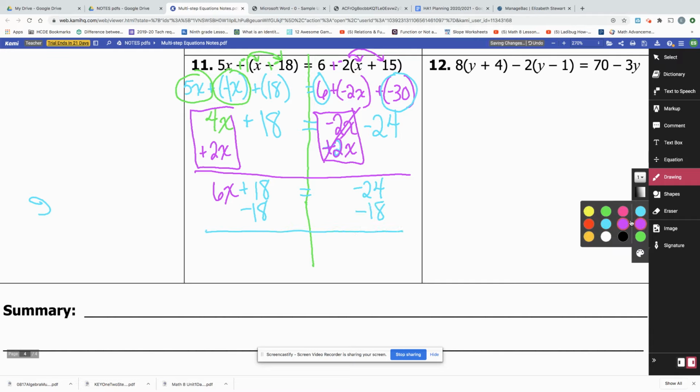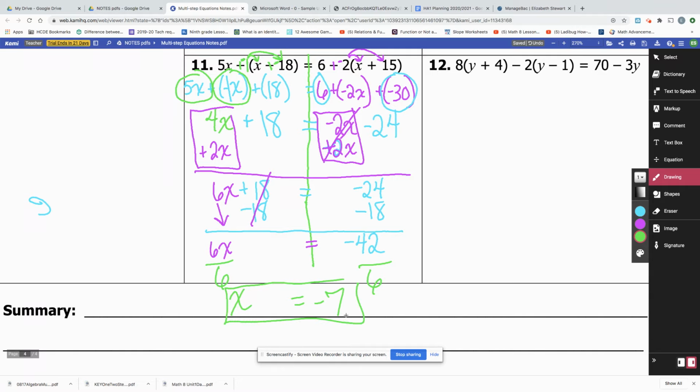So left side, bring down the 6x. This becomes 0. Right side, I have negative 24 and I have negative 18. When I combine two negatives like that, I'm just adding the two negatives, that's negative 42. Now I want to undo my multiplication with division. So I will divide both sides by the coefficient of x. X is equal to negative 7. Voila, we have our answer.